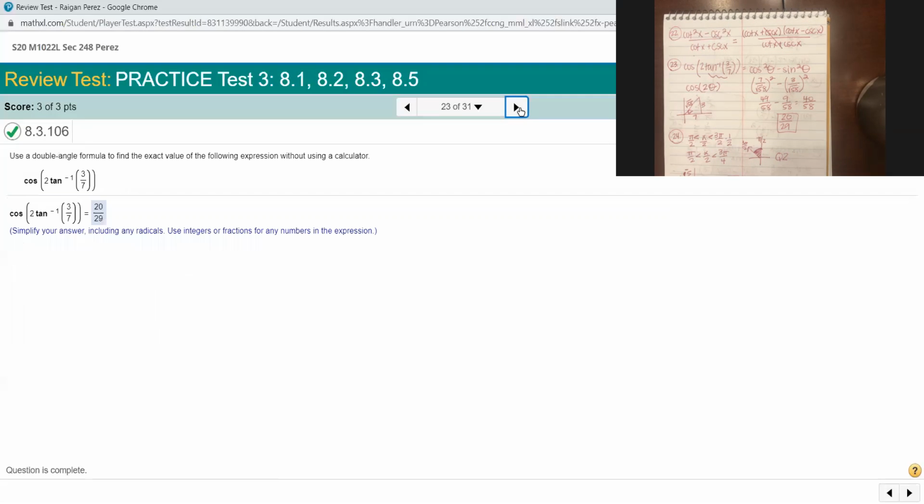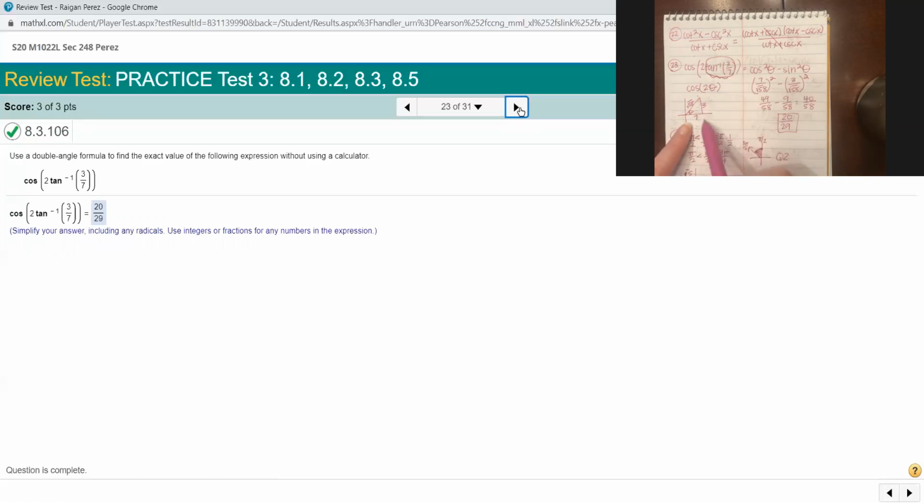Okay, number 23. This is the last one I did on part 2. So right here, I was just reminding you that anytime you have an inverse function, that is theta. So this is basically the same thing as cosine 2 theta. This is theta right here. So using my formula sheet, cosine 2 theta is equal to cosine squared minus sine squared. You can use whatever formula you want. I just used this one.